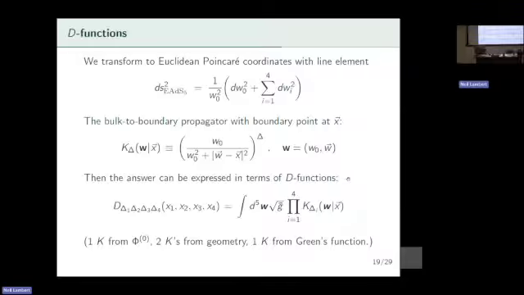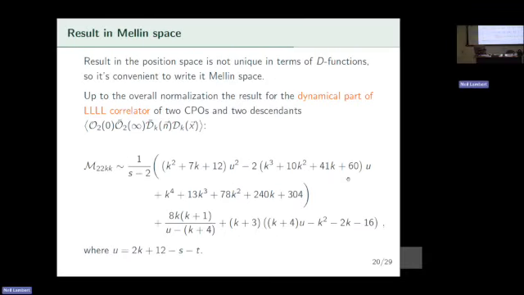And now the rule of the game is to express the result in terms of the standard D function to make the connection with the known results. I'll skip this. I'll just show you the result. The result in Lorentzian space is given by this amplitude. One can see that it has the correct behavior because it has only simple poles at s equals 2 and u equals k plus 4. And it also has a correct flat limit when all Mandelstam variables go to infinity.